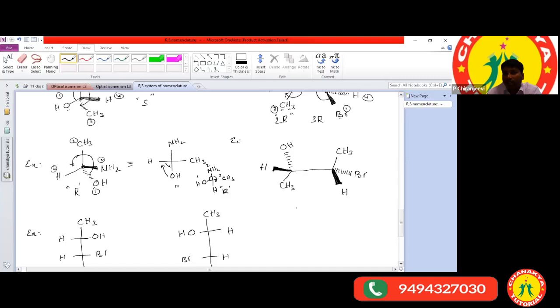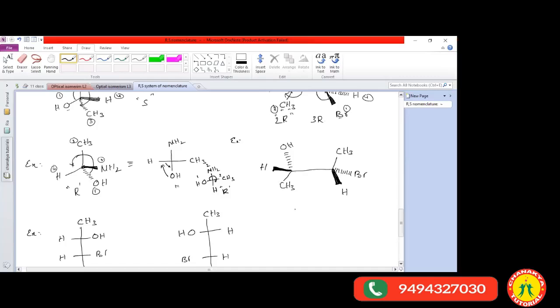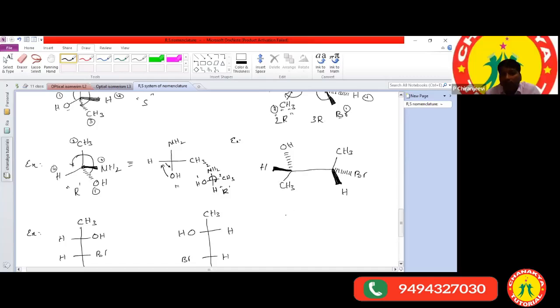So which topic are we doing now? We are continuing the RS nomenclature. Yesterday we discussed the rules and regulations of the RS nomenclature. Based on that, we are discussing some JEE level questions.